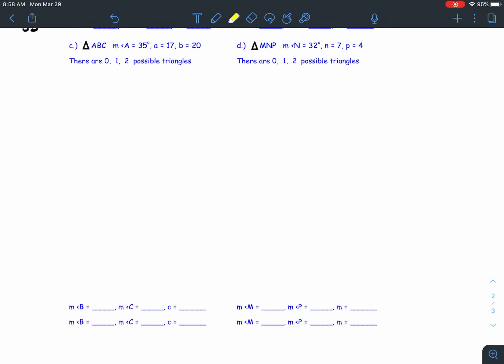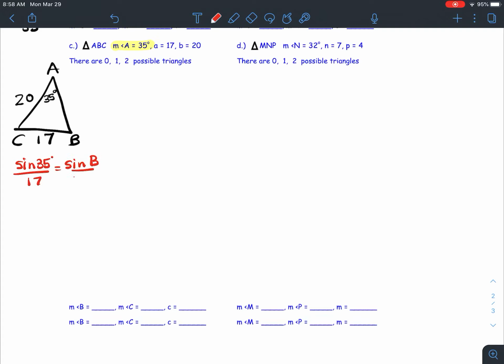Okay, here the angle that we're given is angle A, 35 degrees. So I'm going to go ahead and draw a triangle A, B, C. We're going to label 35 degrees here for angle A. Side A is 17, side B is 20. Okay, I'm going to set up my initial law of sines. Sine of 35 over 17 equals sine of B over 20.